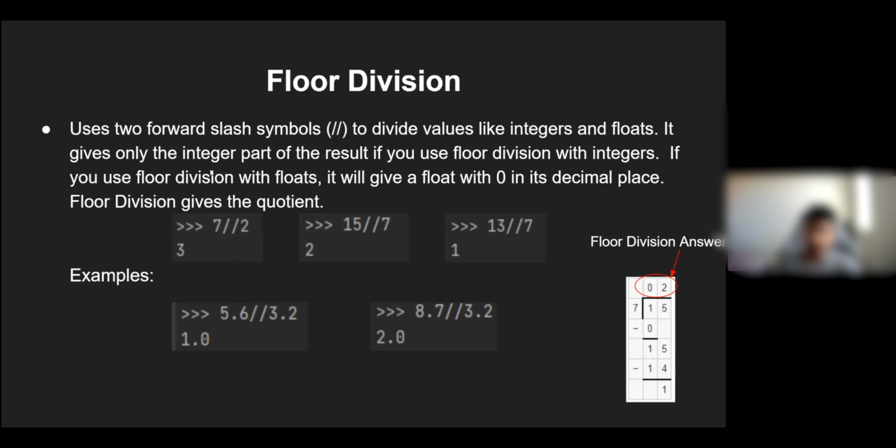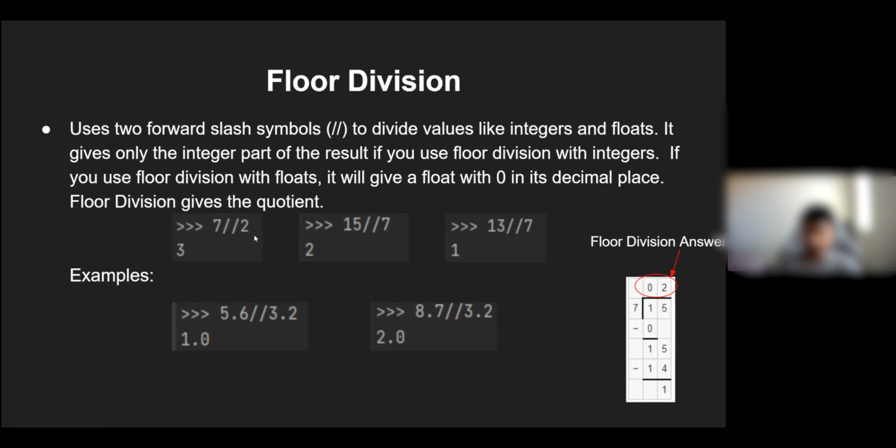Next, we have floor division. It's basically like division, but we use 2 slashes. It divides values like integers and floats, and it only gives you the integer part of the result. So it only gives you the quotient. In this example, if we did 15 divided by 7, we get 2 with a remainder of 1. It won't count the remainder of 1, and will just output 2, like here.